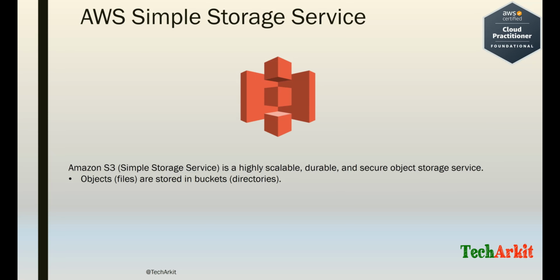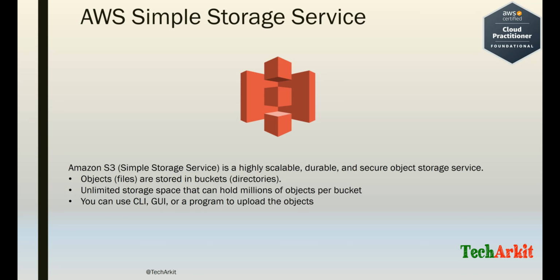Objects means files, which are stored in a bucket, and a bucket is like a directory here. There is unlimited storage space that can hold millions of objects per bucket, which means you can create a single folder, called a bucket, and store millions of objects in it.